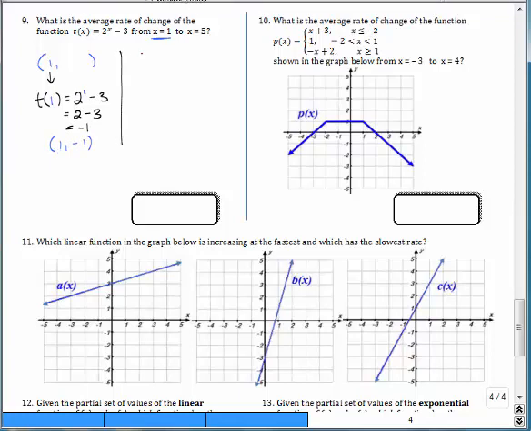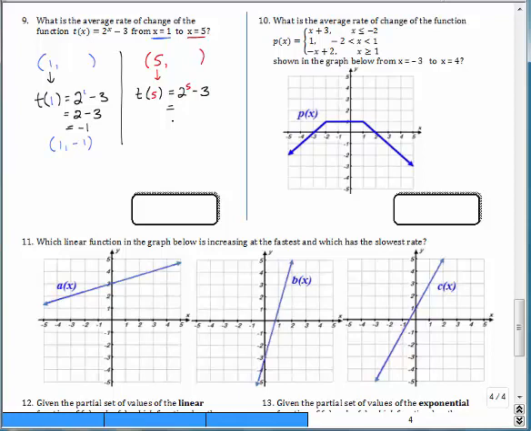And then the second point they asked me to find is when x equals 5. So that's going to be 5 comma something, so x is 5, and I just have to plug that into the function. So this will be t of 5 equals 2 to the 5th minus 3. In other words, I'm plugging 5 into the function, and so every x gets replaced with a 5. So 2 to the 5th means 2 times 2 times 2 times 2 times 2.